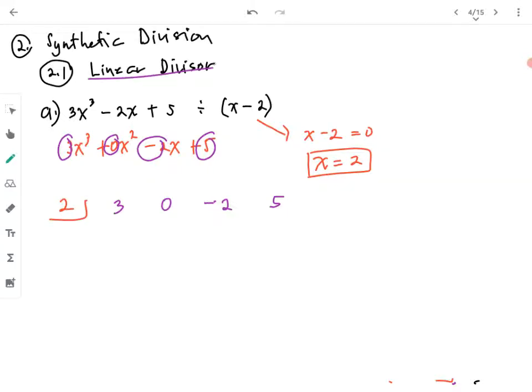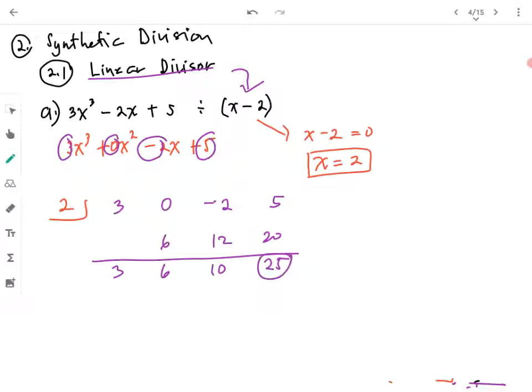Remember that this divisor is linear. Then after that, we bring down 3. Then from there, we now multiply. 2 times 3 is 6. Then we add 6. Multiply again, 2 times 6, 12. Then add negative 2 and 12, that's positive 10. Multiply again, 2 and 10, that's 20. Add again 5 and 20, you have 25. This last portion here is your remainder.